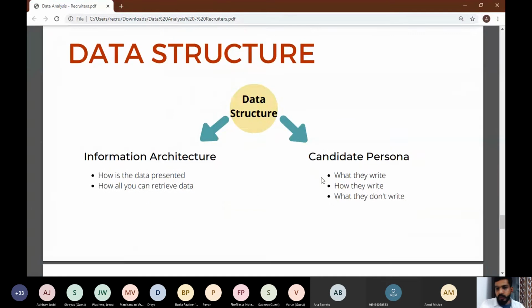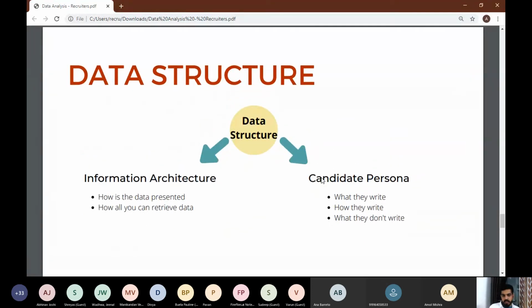So to do this, what do you need? You need to know how the data is structured. You need to know the information architecture, how the data is presented, and how you can retrieve the data. Let's say there is a LinkedIn search model. What all filters are there? If I apply this filter, what will happen? Trust me, less than 2% of recruiters really know how to fetch data from LinkedIn. Less than 2%, because most of them just put in keywords, okay, data came, result is there, finished.